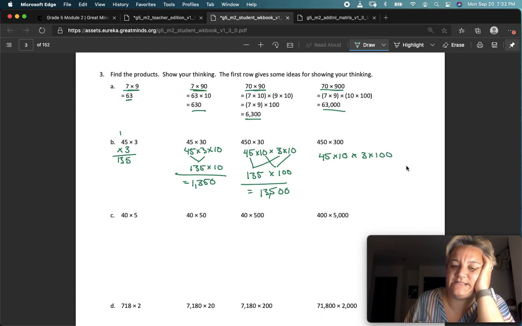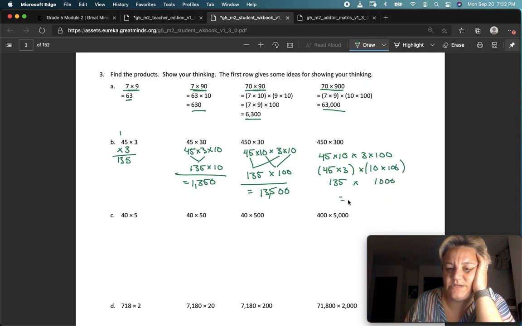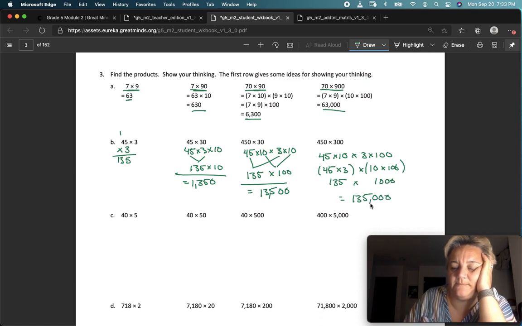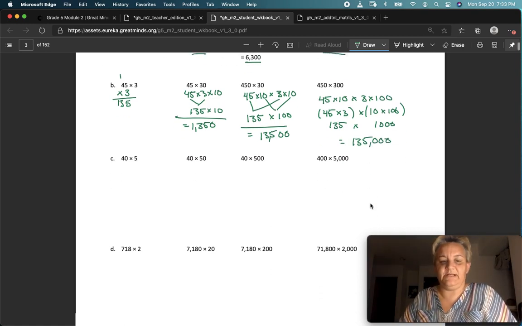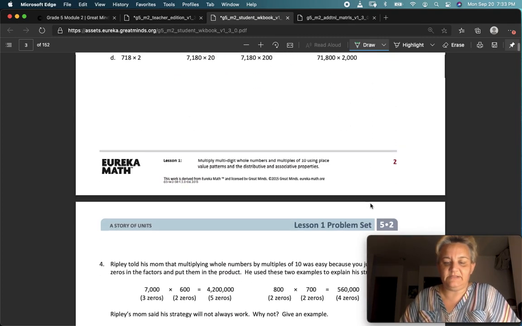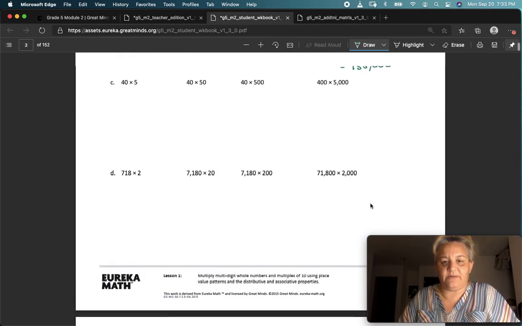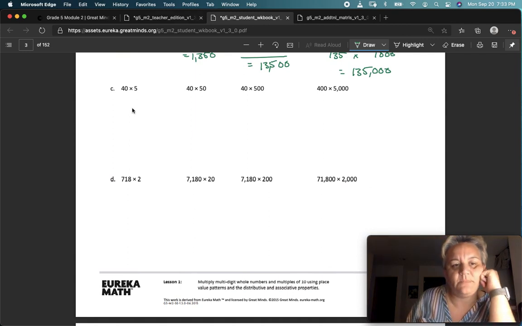Okay, if I wanted to say 10 times 10, I could. And I'm going to redistribute that, 45 times 3 times 10 times 100. Okay. That's 135 times 1,000, which equals 135,000. Okay. One more time. Let's keep going. Is this the last page? Okay, good. No, wait. Oh, it keeps going. It's a long lesson. All right.